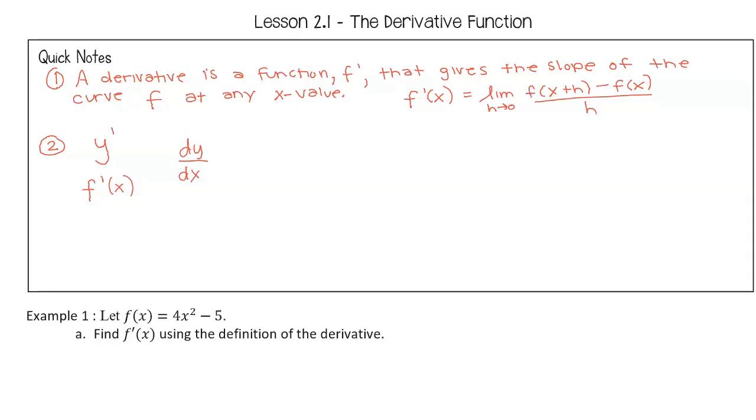Or if our function is defined as f of x, we can call it df/dx. Or there's a third way we could write it as d/dx, and then we're going to multiply it by our function y. These three are called the Leibniz notation.